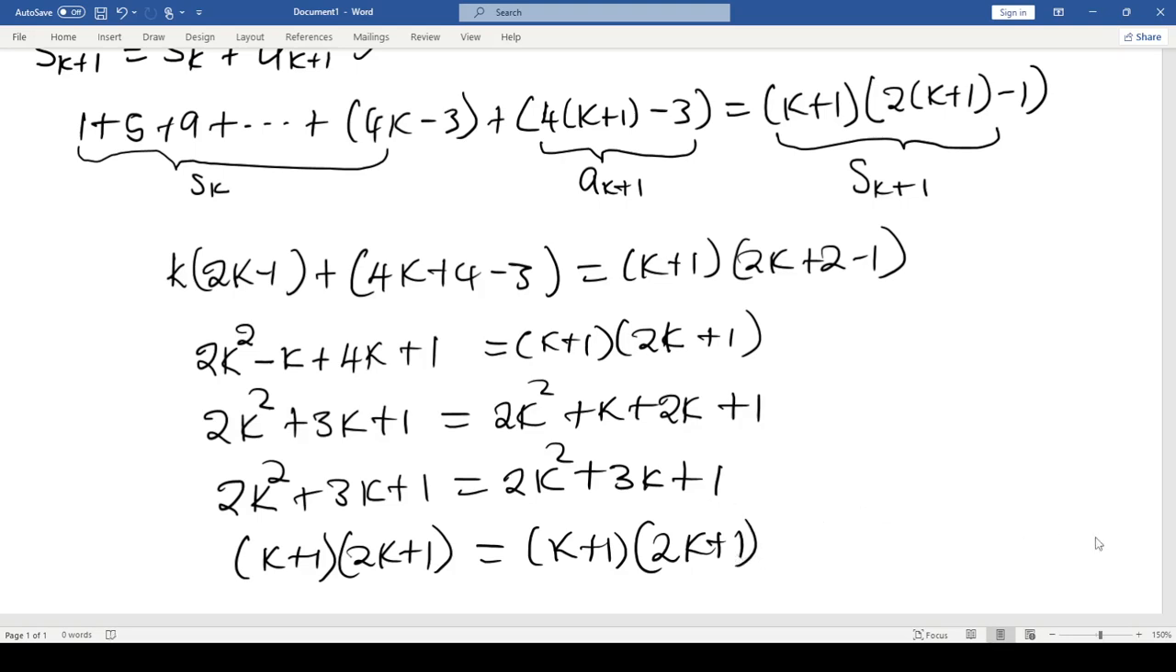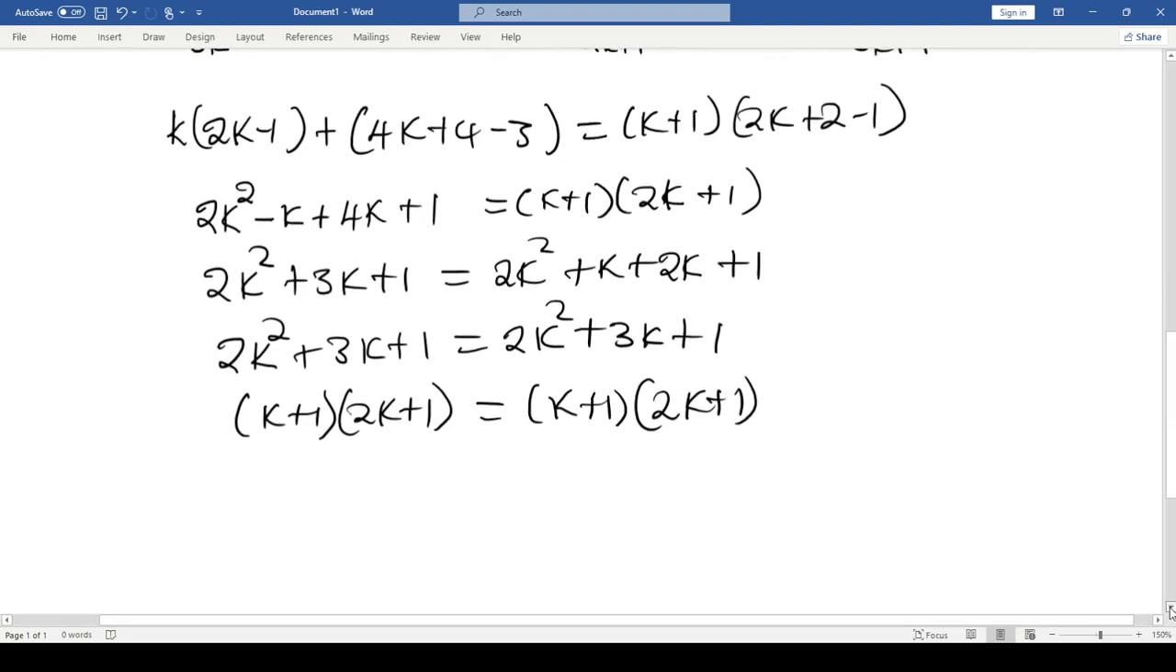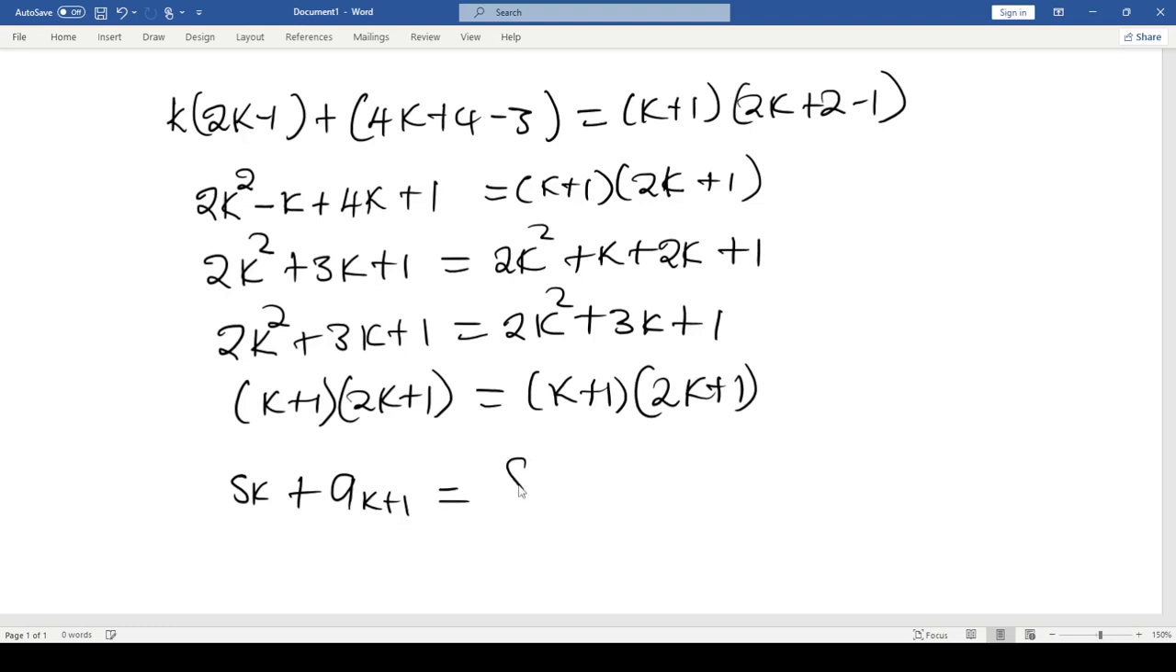So now here we've shown to say that s subscript k plus 1 is equals to sk plus a subscript k plus 1. So meaning that here we've shown that sk plus a subscript k plus 1 is simply equal to s subscript k plus 1 like this here. So here you can just say therefore true for n equals to k plus 1 like this here.